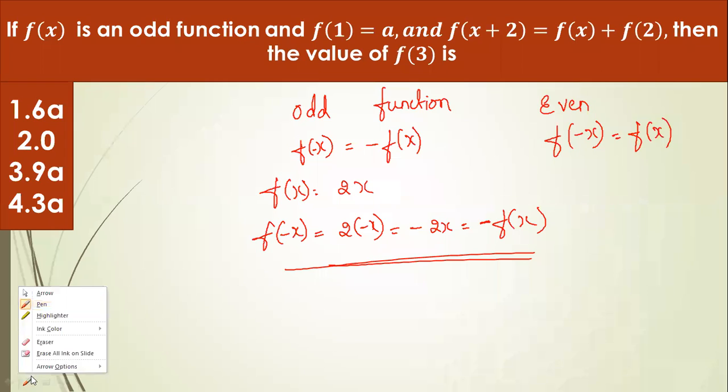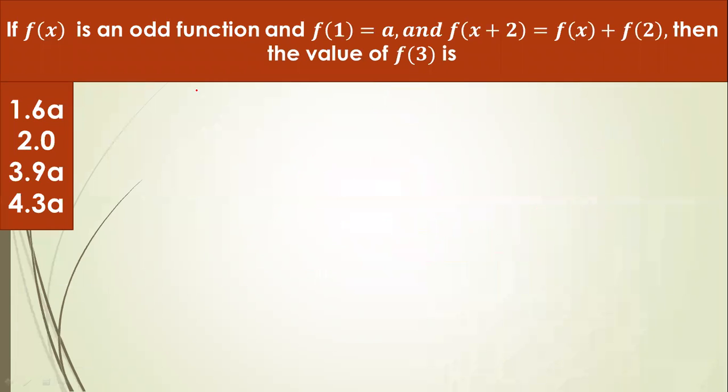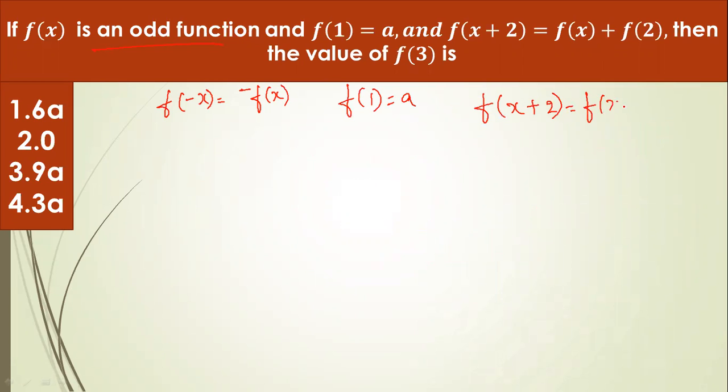Now what they've told: f of x is an odd function. So what does that mean? f of minus x is equal to minus f of x, whatever the value of x, since f is an odd function. What else they have told? f of 1 is a. And f of x plus 2 is f of x plus f of 2. That is, if you have a sum inside, you can split the functions.